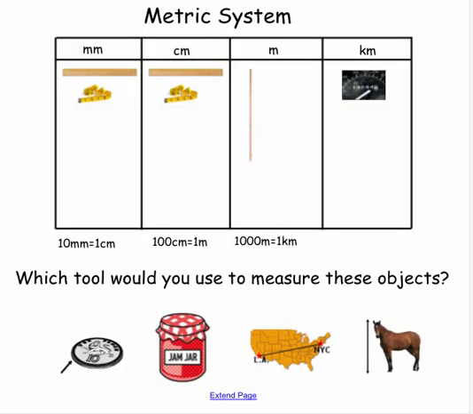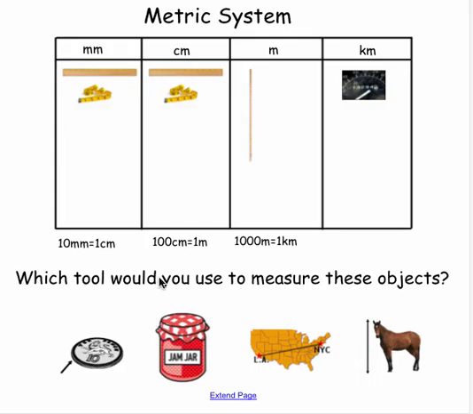Now we're going to take a look at some examples. At the top there is a chart listing millimeter, centimeter, meter, and kilometer or kilometer. At the bottom of this slide here there are some pictures. We have a thickness of a dime, really thin here. We have a jam or jelly jar. We have a map which shows the distance from Los Angeles, California, all the way over to New York City. And we have the height of a horse.